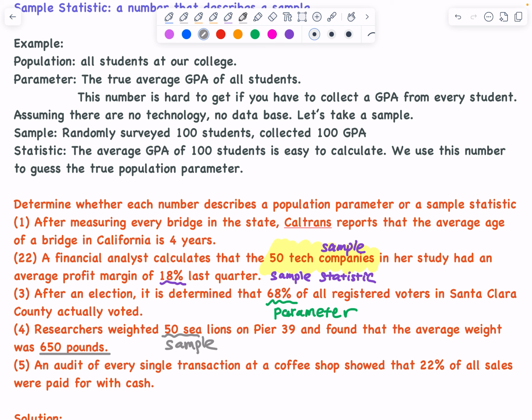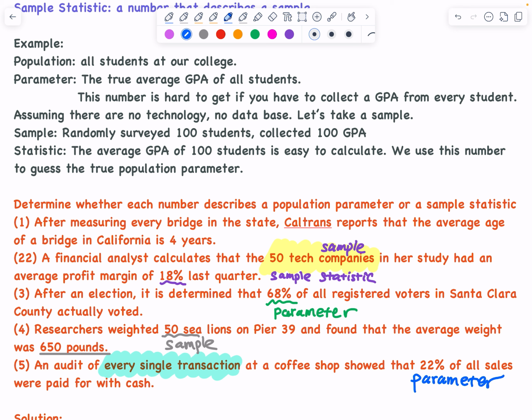And then the last one: an audit of every single transaction at a coffee shop showed that 22% of all sales were paid for with cash. Every single transaction, that is what they mentioned, right? Every single one, that is a population. And then the 22% describes a population, so this 22% is a parameter.